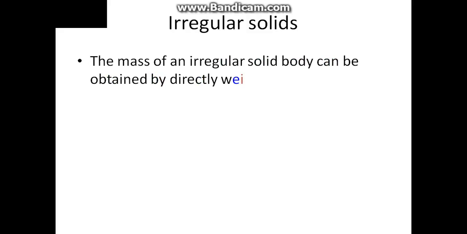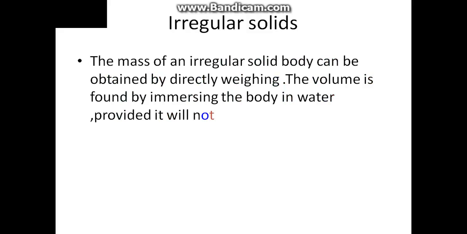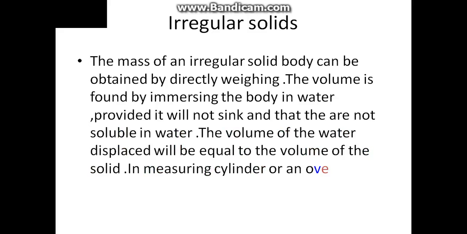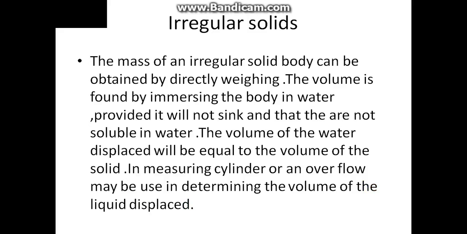Irregular solids. The mass of an irregular solid body can be obtained by direct weighing. The volume is found by immersing the body in water, provided it will not sink and that it is not soluble in water. The volume of the water displaced will be equal to the volume of the solid. A measuring cylinder or an overflow can may be used in determining the volume of the liquid displaced.